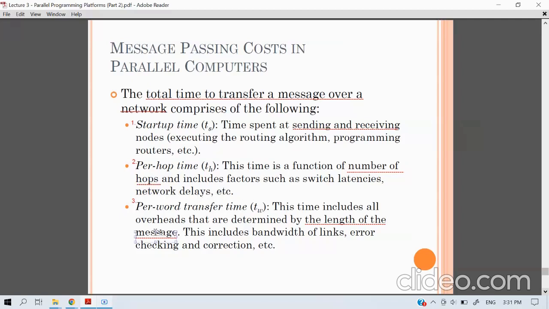The third is per-word transfer time, TW. This time includes all overheads that are determined by the length of the message. So the size of the message that we need to pass also needs to be considered, because the larger the size of the message, the more time we need to transfer it, right?